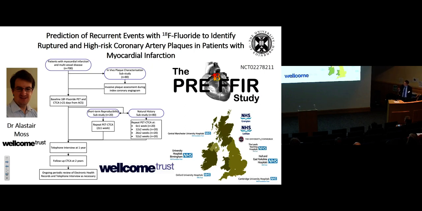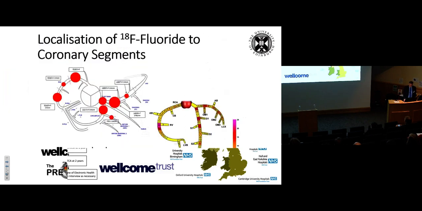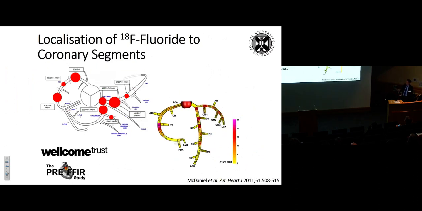So that's something I think that we'll see as the years go by. This should report in about 4 to 5 years. We're about a third of the way through recruitment. However, when we're looking at the data as it's coming in from the PET CT studies, we do find that the fluoride tends to follow the pattern of uptake in the coronary tree, which is well described for the areas of plaque rupture. So it does seem to be picking out the areas of the coronaries that are causing problems.